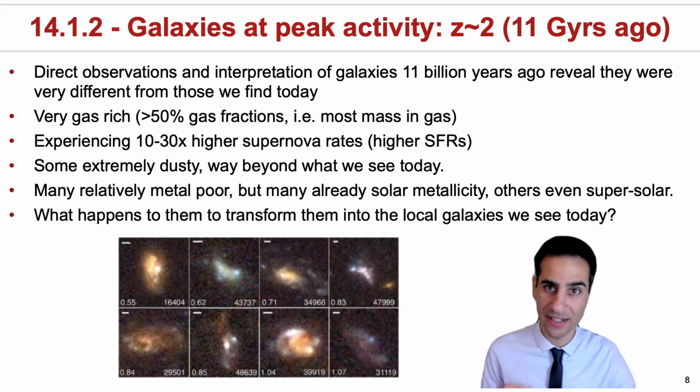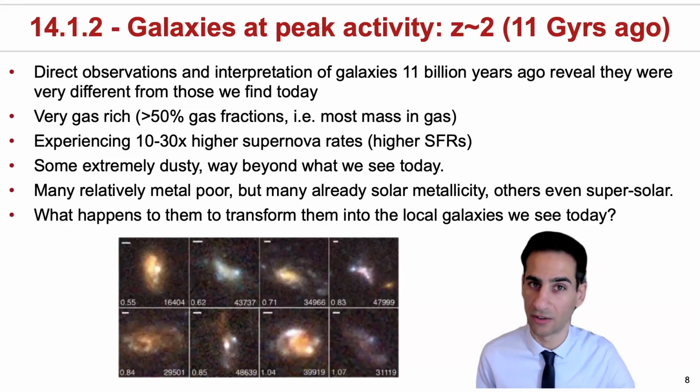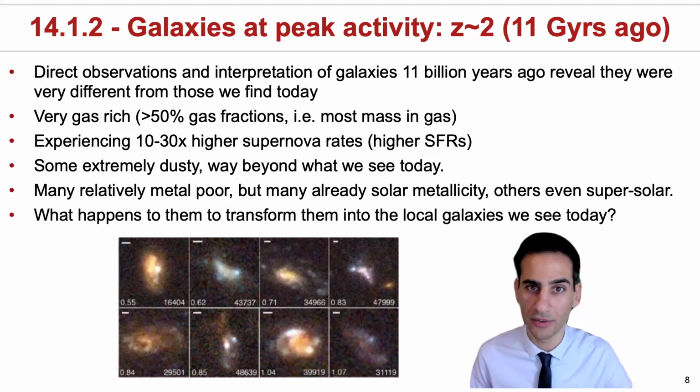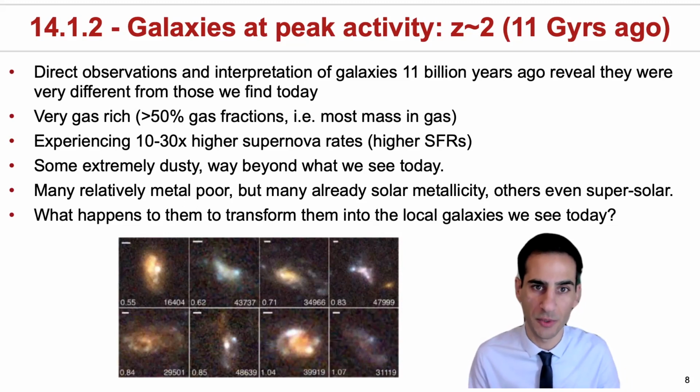By obtaining state-of-the-art observations at the peak activity of galaxies, that's at a redshift of 2, roughly 11 billion years ago, we've been able to find out a lot about how galaxies, some of them that have evolved into something like our own, looked and how they evolved from then onwards. For example, we know from measuring how much gas there was in those galaxies versus how many stars that those early galaxies were very, very gas rich.